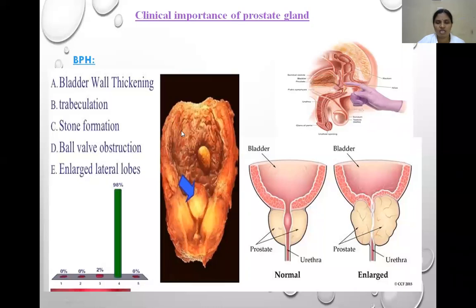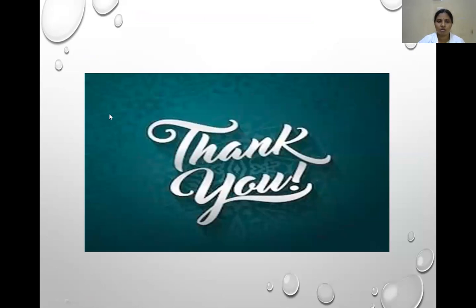And see BPH. If you compare this normal prostate with the enlarged prostate, it leads to obstruction of the urethra, that is, the prostatic urethra. See, these lateral lobes are enlarged. Then it obstructs the prostatic urethra. So this is about the urinary bladder and prostate.